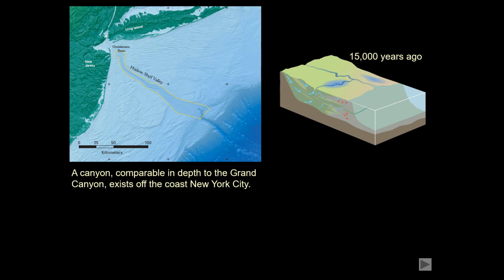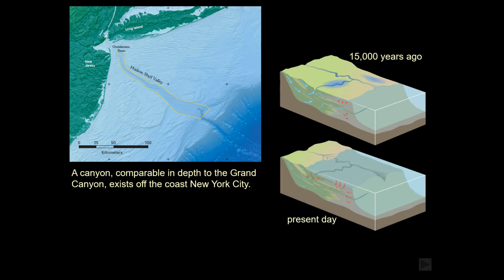Just to show you, this canyon called the Hudson Shelf Valley was a river valley during the Pleistocene. So the continental shelf came all the way out to the edge of this yellow line. So this was a terrestrial river valley. And when much of the glacial ice melted and the sea levels rose, this was flooded out. So it's now an underwater, under the ocean inlet.